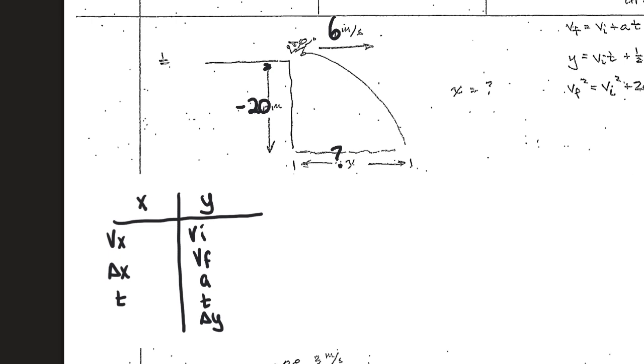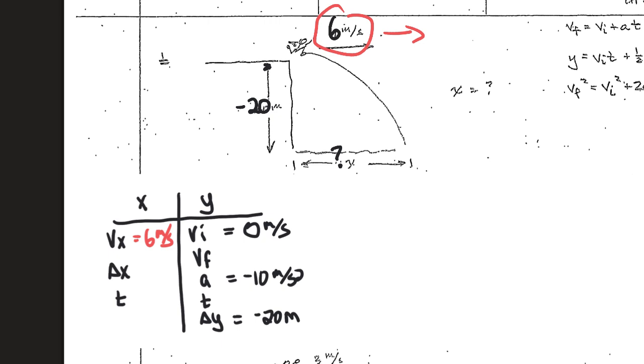The V initial in the x, right? That's the horizontal direction. So that's 6 meters per second over there. Now on the vertical side, we've got 0 meters per second. We've got a negative 10 meters per second squared. Look back at the earlier part of this video, and negative 20. These are assumptions that are true for all projectiles that are launched horizontally.